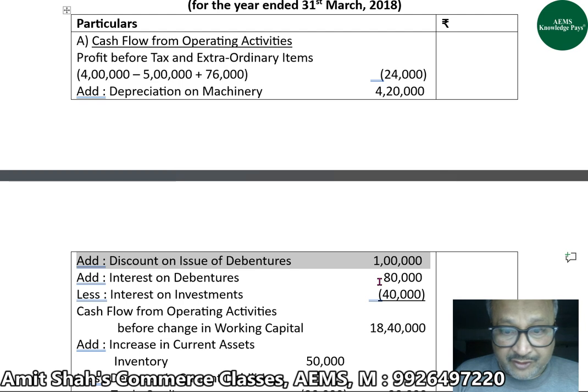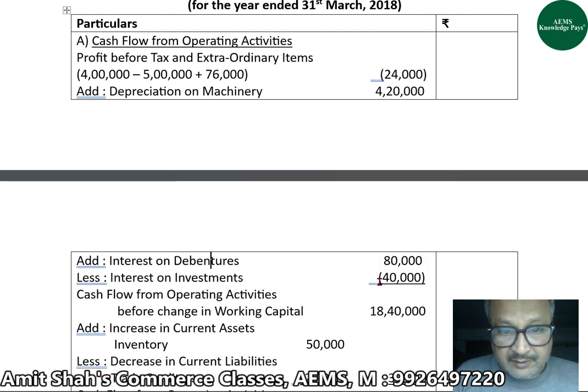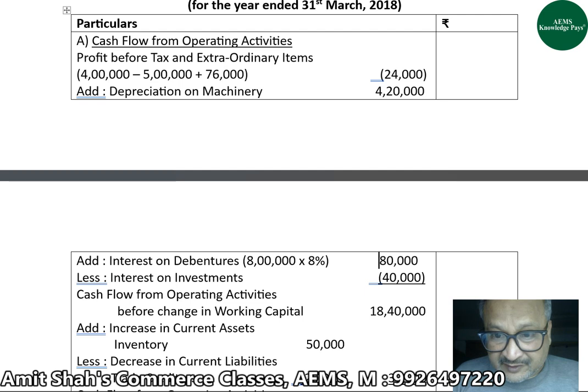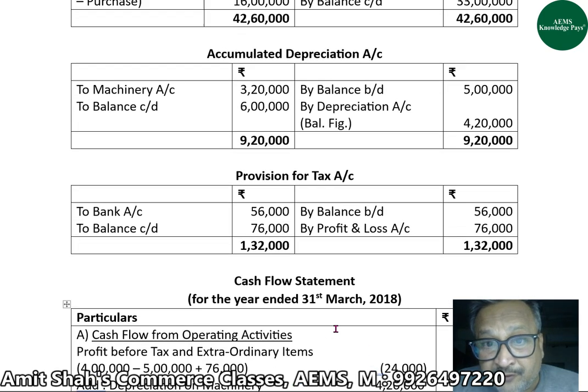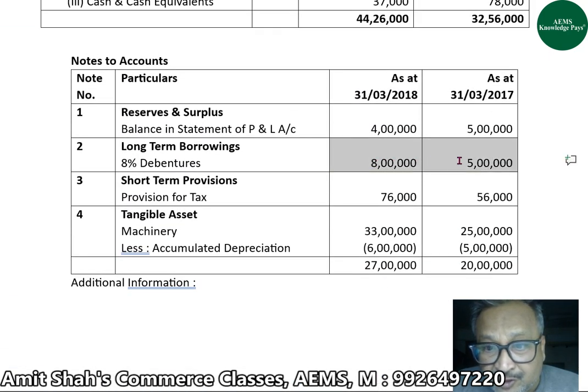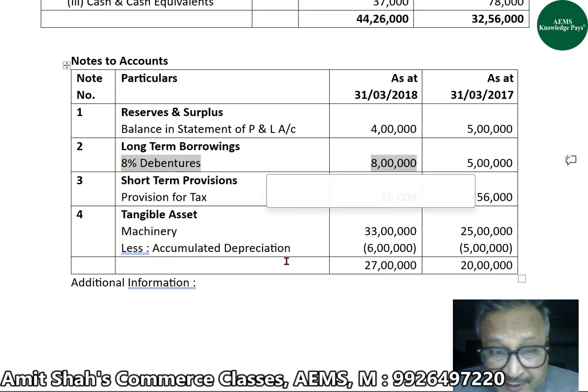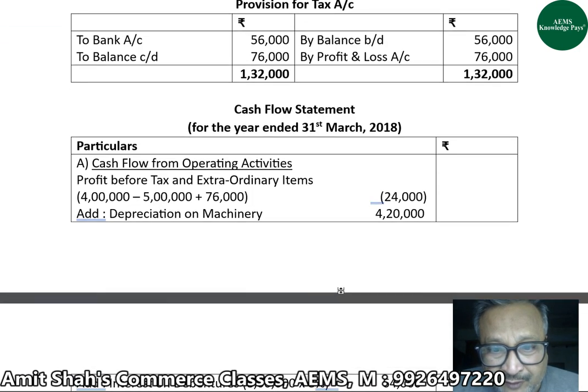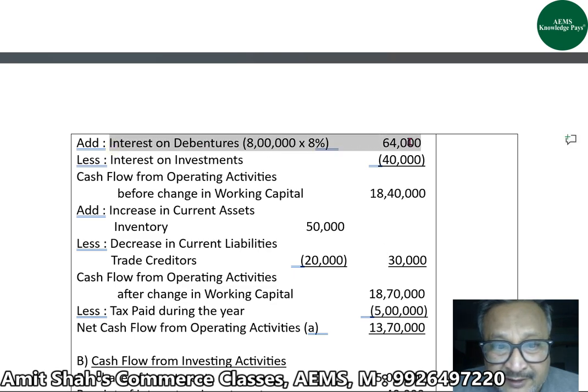Then interest on debentures. Its working note we can present on the face of cash flow itself, which is 64,000. Because by the end of the year we had a balance of debentures of rupees 8 lakhs, and the new debentures of 3 lakhs were issued at the beginning of the accounting year, that is on 1st April 2017. It means on the entire debentures, interest for the entire year is payable at the rate of 8%. So 8% of 8 lakhs is 64,000 that we will add here. And that is what I have done here.